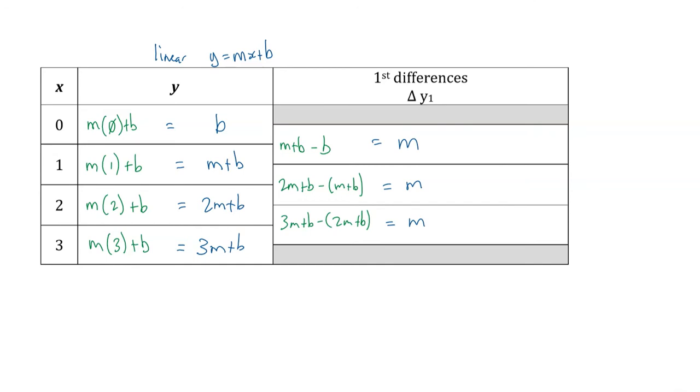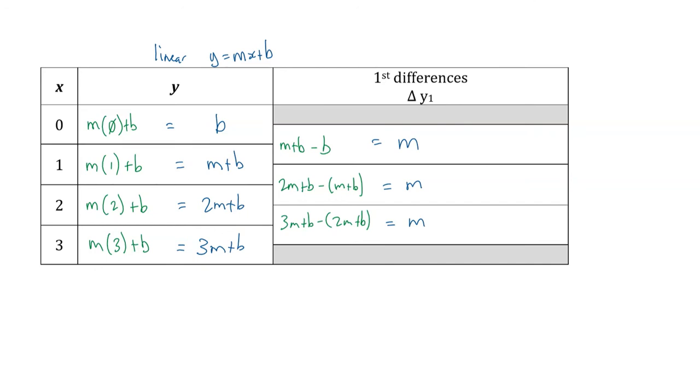Which had better happen, that the first differences are all the same, because this is a linear relation. We started with a linear relation. We built the table from the general equation of a linear relation. It better have worked out that way. But what does it also tell us? That the first differences, as long as the x's are counting up by ones, is m. What is m? M is the slope. M is the m that we were looking for to write the equation. And where's b? Well, b is right there beside x equals 0.